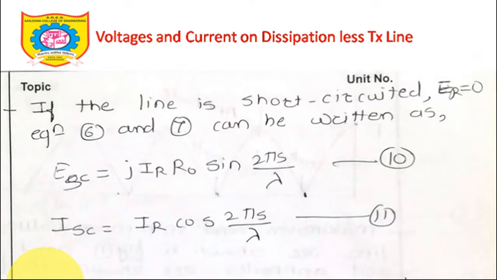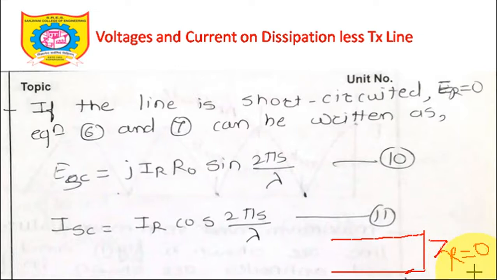Similarly, for a short circuit line, I will just once again draw. If this is a short circuit line, at the load, if it is short circuited, load impedance Zr is equal to 0. What is the voltage across a short circuit? For a short circuit, voltage is 0, current is maximum. So Zr is 0, Er is also 0.